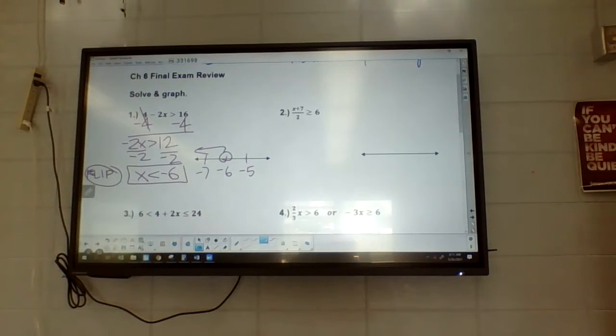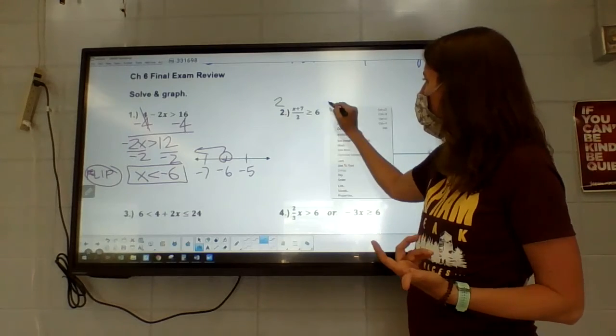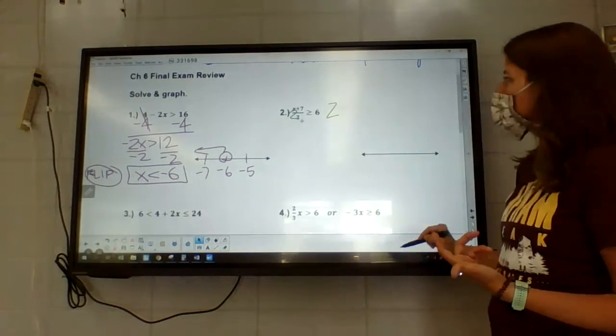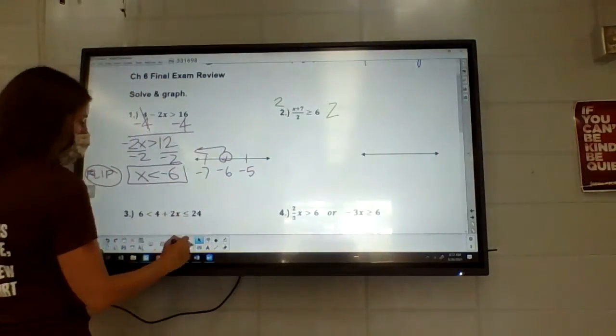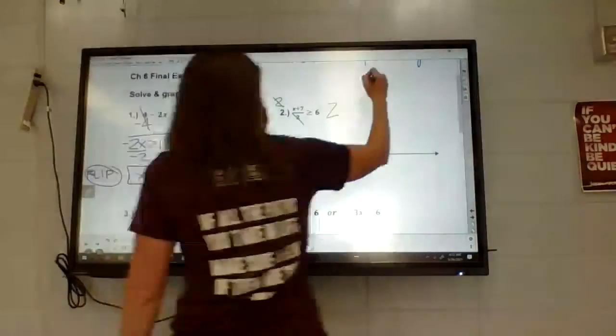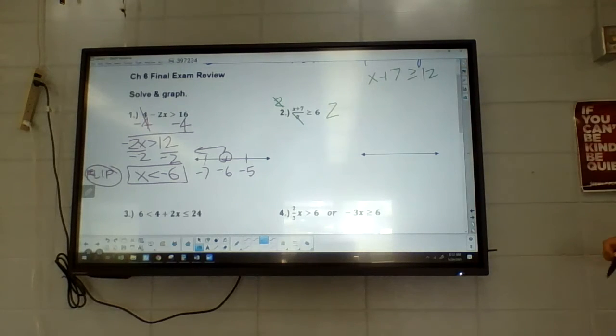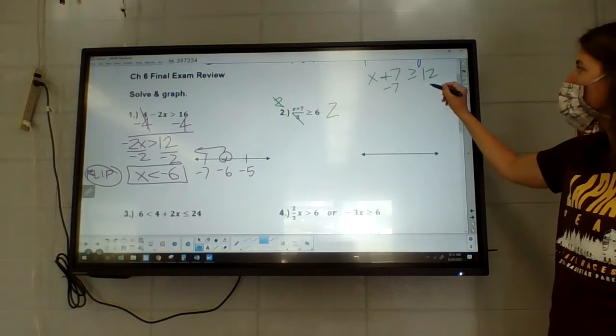Now number 2, what are we going to do first to get that x alone? Yeah, let's get rid of that divide by 2. So I'm going to multiply each side by 2. Because then that 2 will cancel with that one. So I'll be left with x plus 7 is greater than or equal to 12, because 6 times 2 is 12. Then when I go to get my x alone, I'm going to move that 7 over, so we're going to subtract 7.